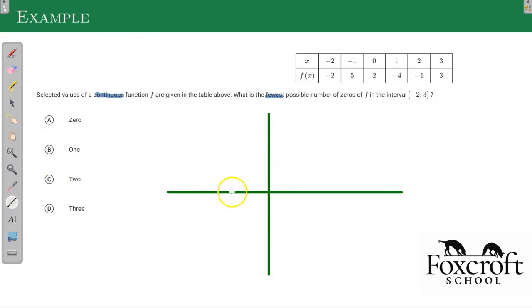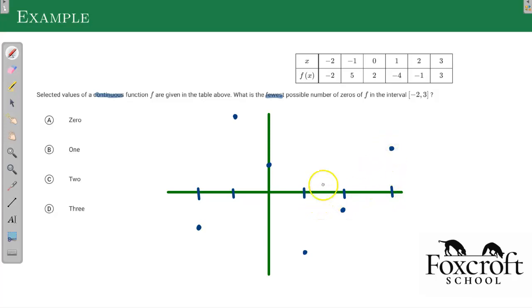All right, so we have these x values at -2, -1, 0, 1, 2, and 3. At -2, my function's -2. At -1, my function's 5. At 0, it's 2. At 1, it's -4. At 2, it's -1. At 3, it's 3.